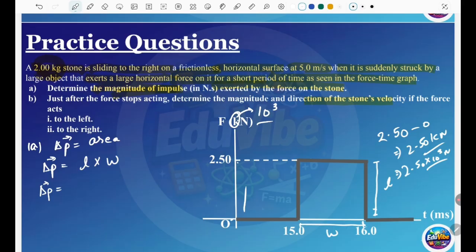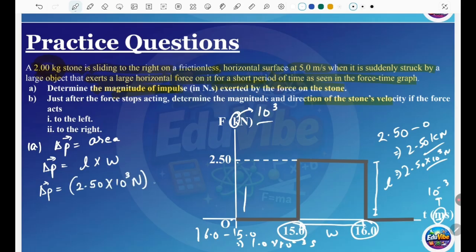And for width, we have 15.0 over there and 16.0 over there. So you subtract, 16.0 minus 15.0, you get 1.0, which is in milliseconds, so 10 raised to power minus 3, as you have found on your data sheet where they mention the prefix. So it's 10 raised to minus 3 seconds. So we have a length of 2.50 into 10 raised to power 3 newtons multiplied by a width of 1.0 into 10 raised to power minus 3 seconds.